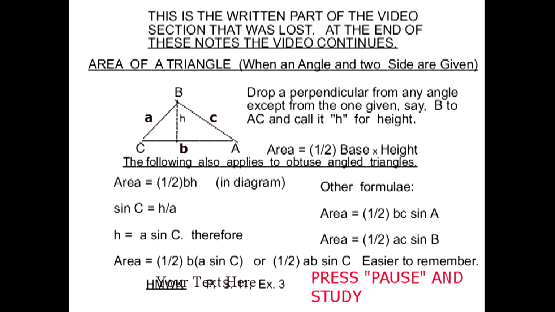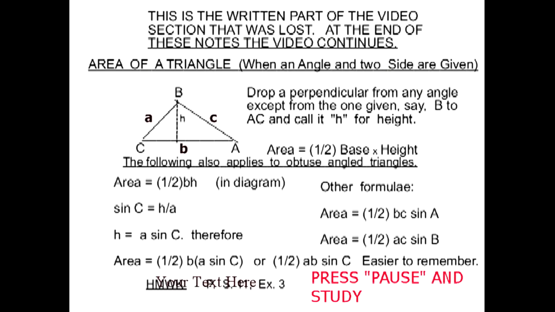Follow the diagram. Given two sides and the angle of a triangle, the area of the triangle is, in the diagram, area equals 1/2 AB sine of the angle C. Note the alphabetical order, A, B, C, in order to help you memorize this formula. We now prove this fact.